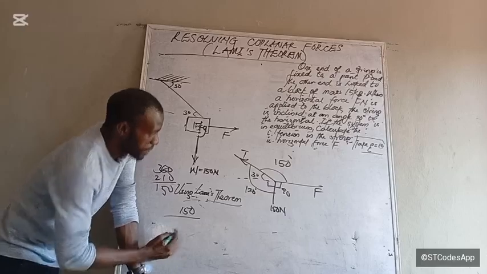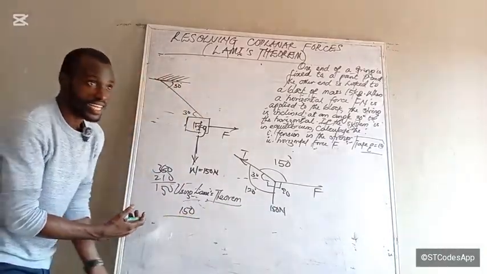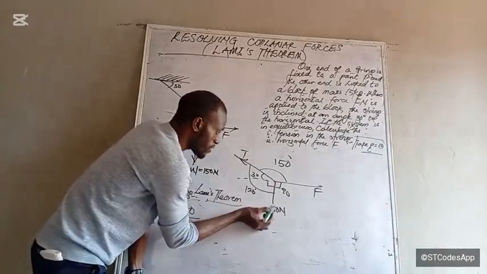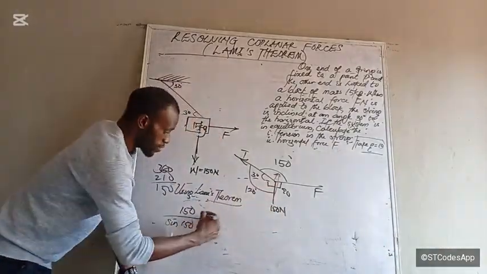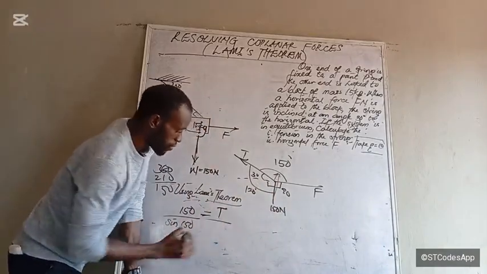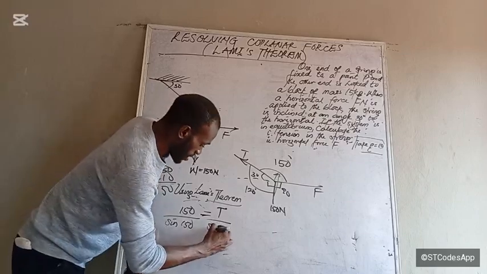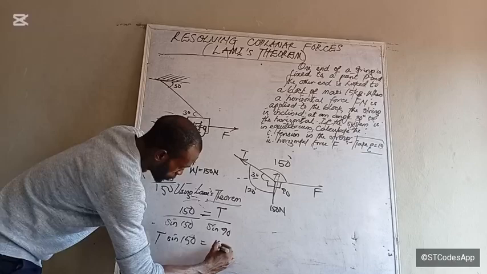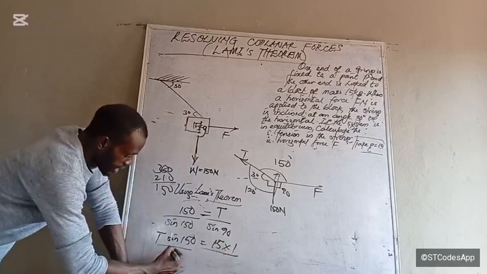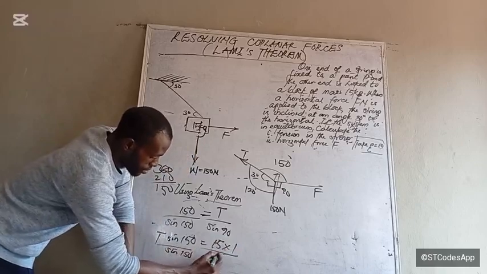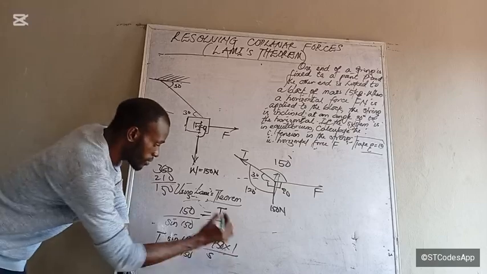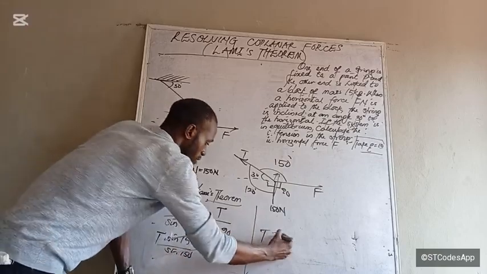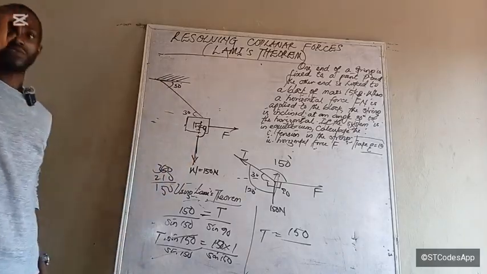I'm taking the one we have first. Is that clear? 150 over sine 150. It is this force over the angle that is facing it. Is that clear? Will be equal to the tension, T over sine 90. Good. So from here, cross multiply. T sine 150 is equal to 150 times 1. Divide both sides by sine 150. This takes care of this. And T will be equal to 150 over sine 150.